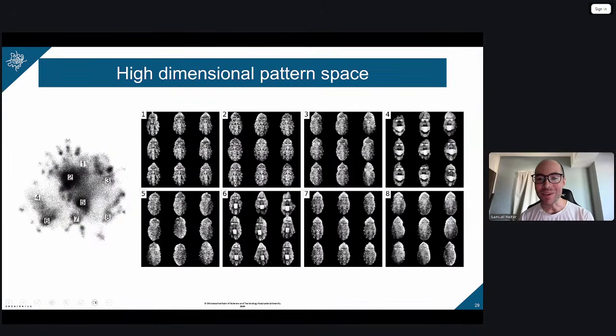There's some different pattern elements that are darker here than here, perhaps, but the network can tell these things apart. So this highlights the importance or the benefit of taking this more quantitative approach.